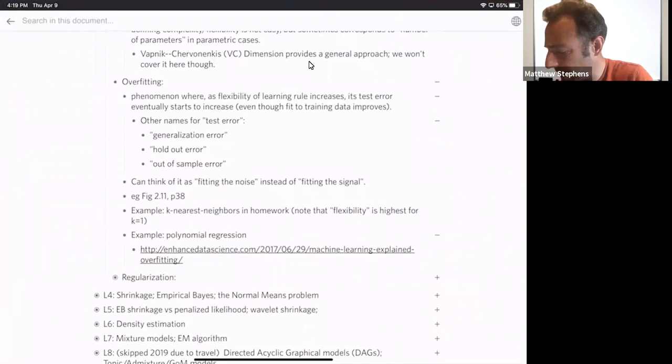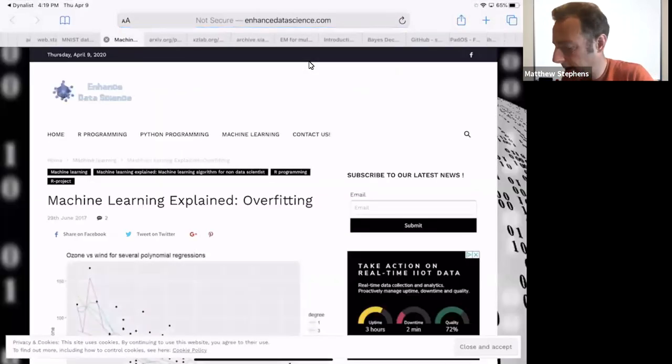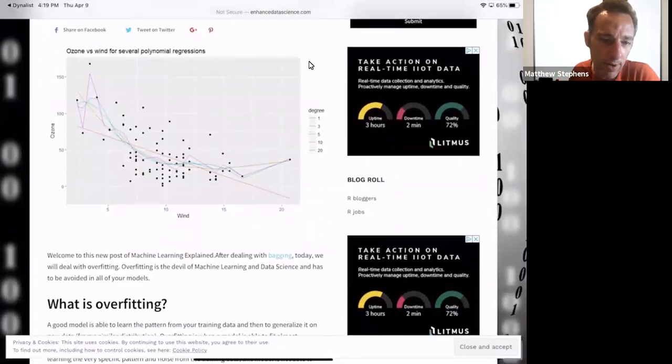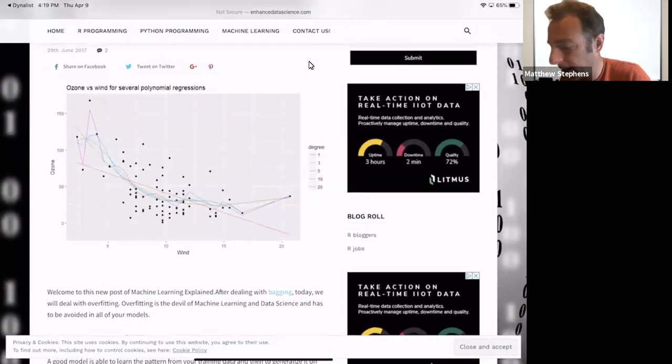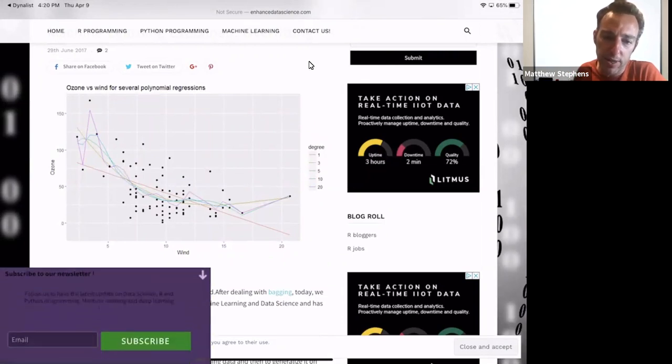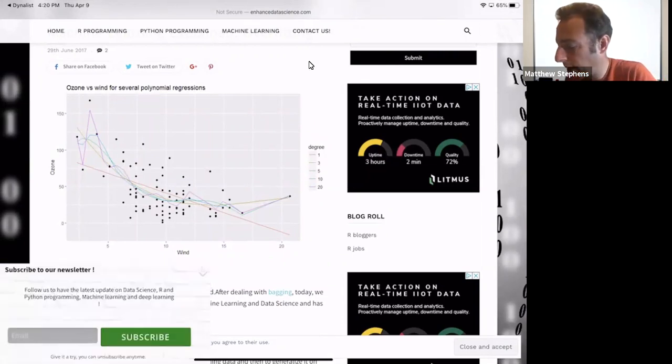So here's an example with polynomial regression. I'm going to follow that link just to show you. I like this because it has code with it, so you can replicate it. Basically, they've just used linear regression to fit polynomials of increasing degree to these data. Sorry about the adverts.